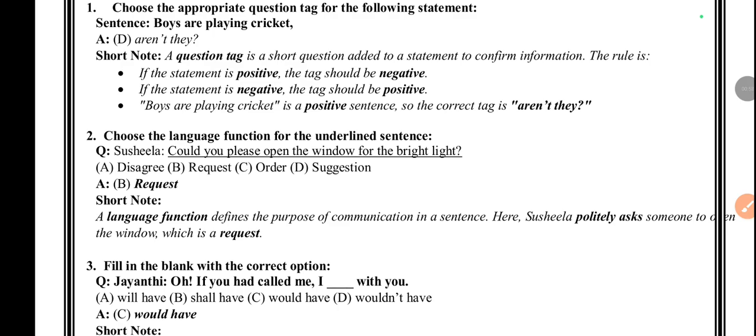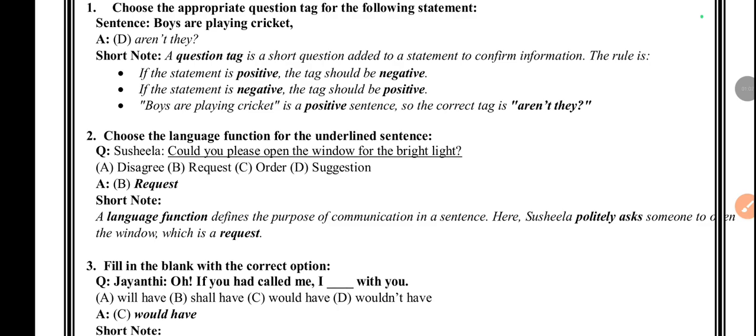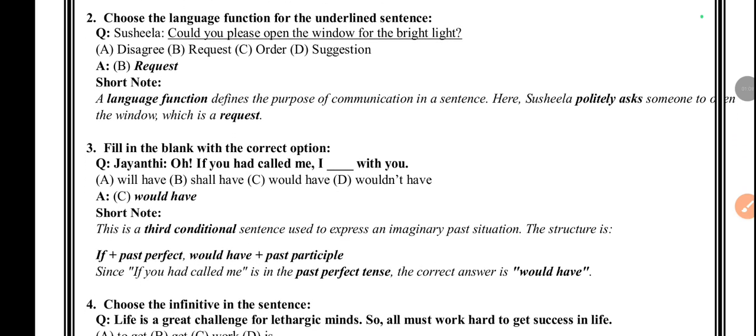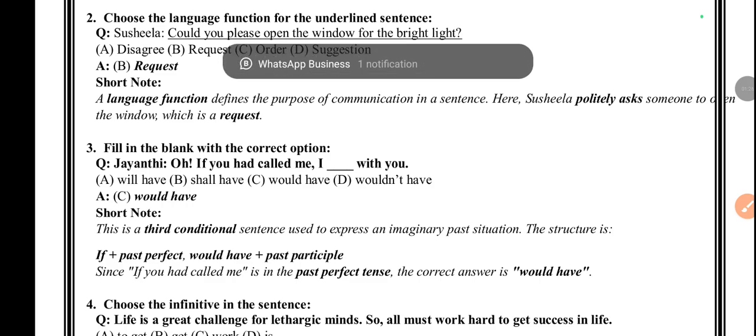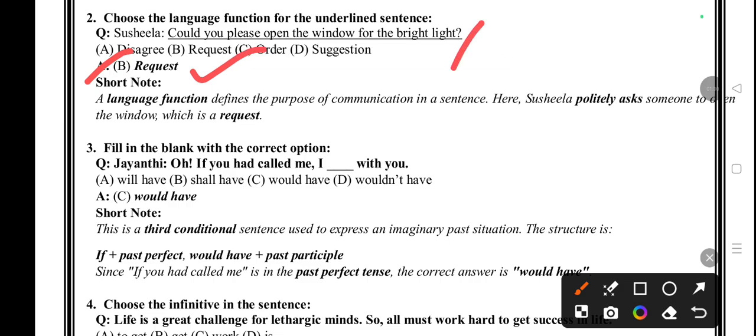Boys are playing cricket is a positive sentence, so the correct tag is aren't they. Are they given? So aren't they. Boys is plural, so they. Then question number two: choose the language function for the underlined sentence. Sushila, could you please open the window for the bright light? Option A, disagree; option B, request; option C, order; option D, suggestion. The right answer is request. She requests to get a bright light.